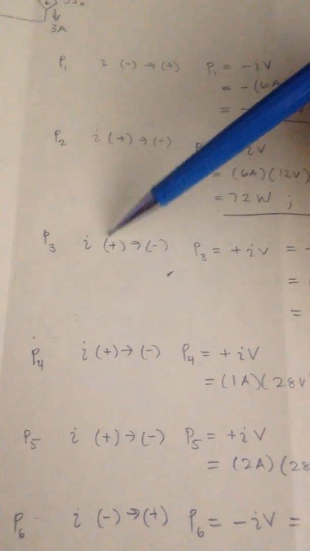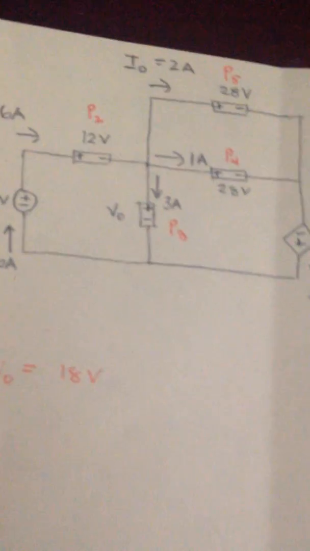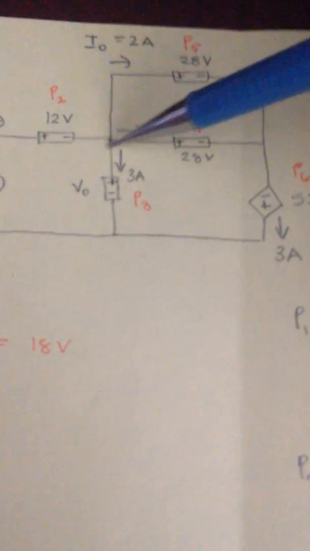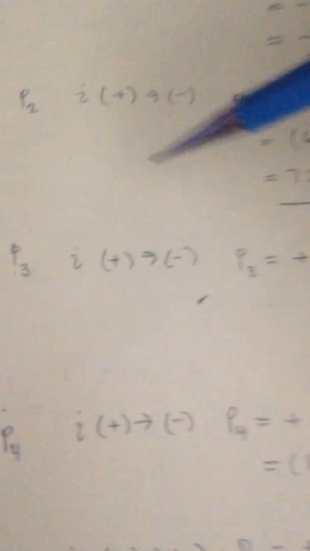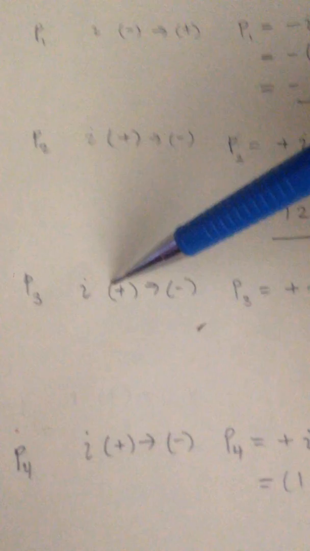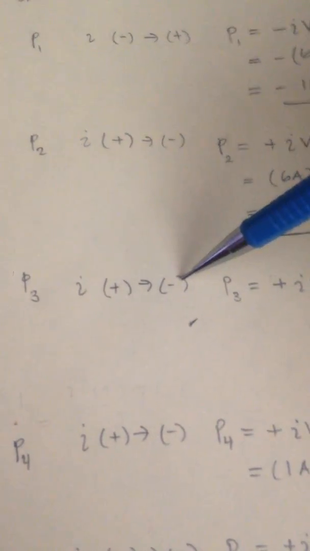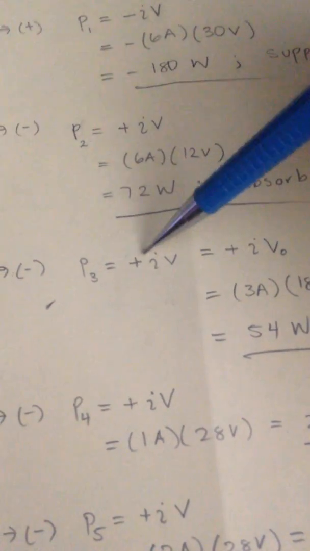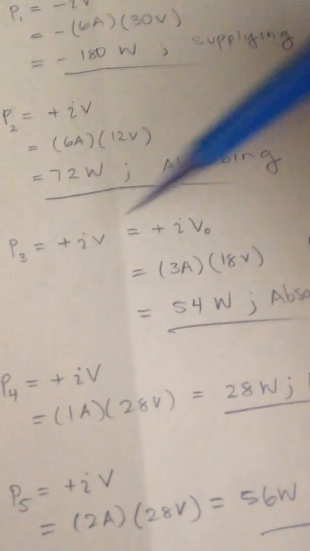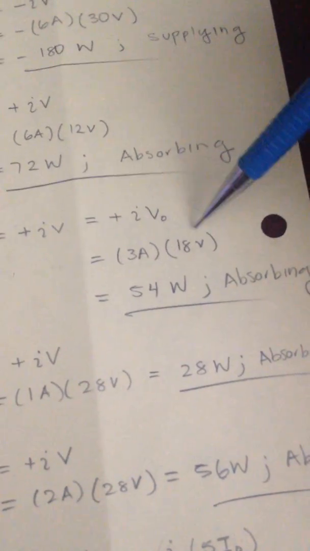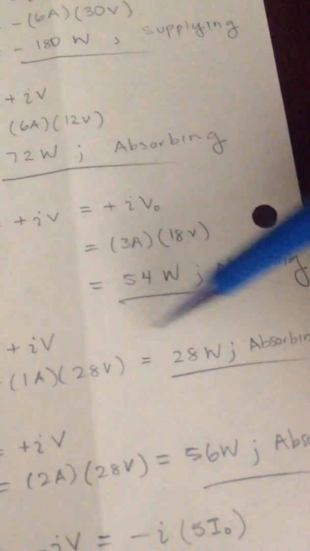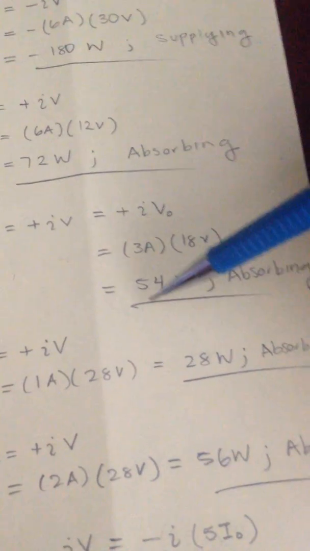P sub 3, same idea. Current is flowing from the positive to the negative. If we look at P sub 3 here, current is 3 amps. First, it's touching the positive and then the negative, which means that power is going to be positive, and then I fill in the values. In this case, they told us that V is V sub naught, but we know V sub naught. They told us it was 18, so I got positive 54 watts. Again, power is positive, so that means it's absorbing power.